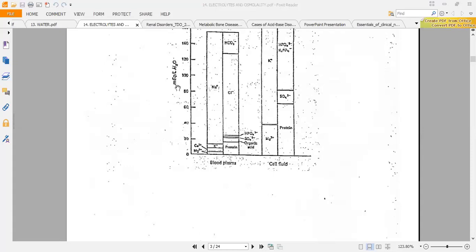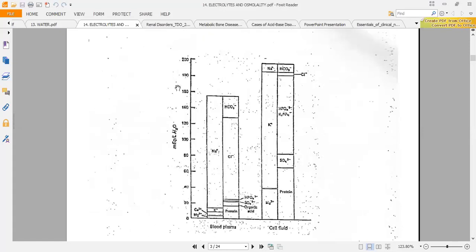Okay, so let's look at this slide. This slide is giving us the plasma and inside the cell. So let's start from the plasma, which is part of the extracellular fluid. The first bar is the cation, then the next one is anion.